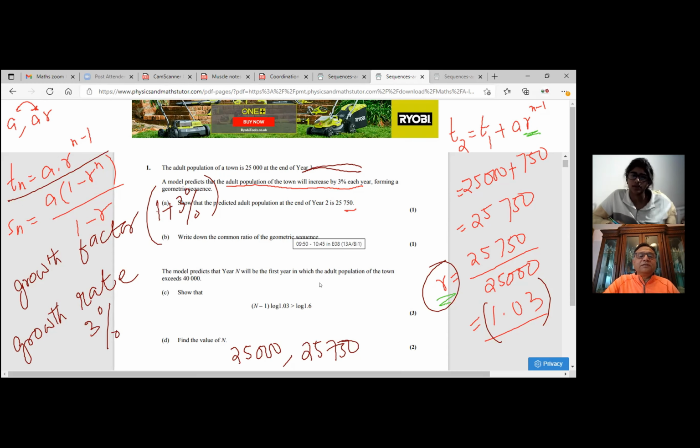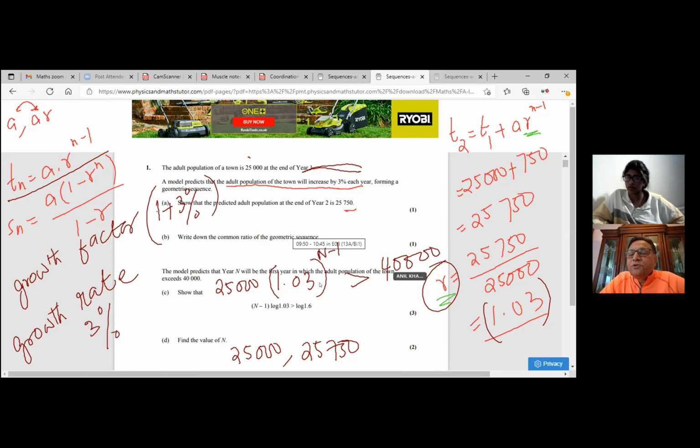So yeah. The first year is 25. The second year is n-1, correct? But the growth factor is 1.03. And therefore, you will say that 25,000 times 1.03 to the power of n-1 exceeds 40,000. Is that clear to you? This becomes your equation. You have to solve this, right? Can we solve it now?